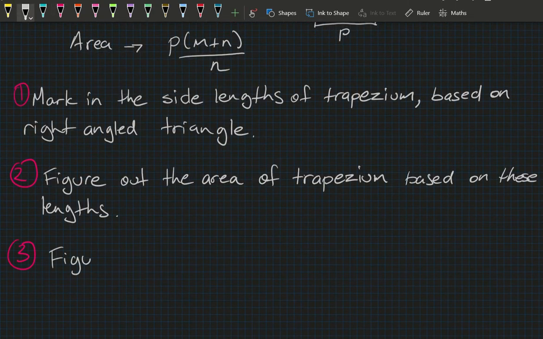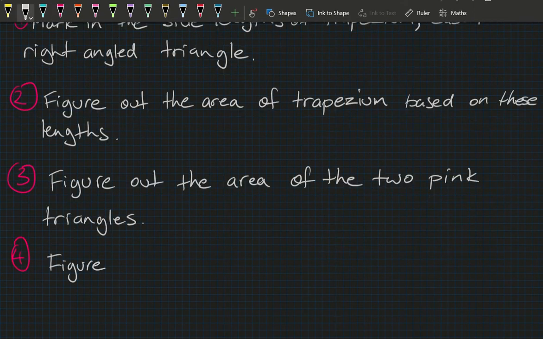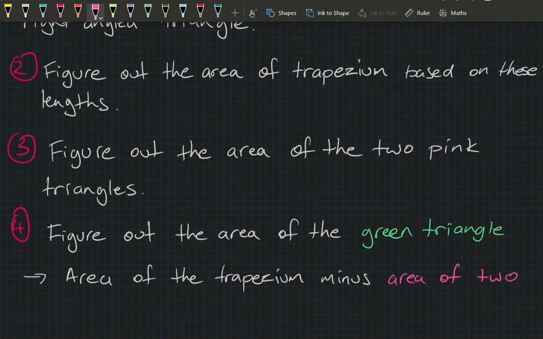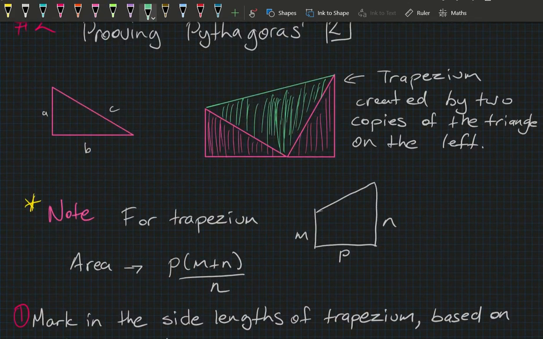And then step 3, figure out the area of the 2 pink triangles. And then in step 4, I want you to figure out the area of the green triangle by considering it as the area of the trapezium minus the area of the 2 pink triangles. And so let's mark in the angles alpha and beta on the original triangle.